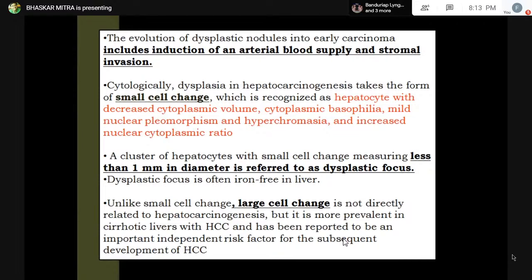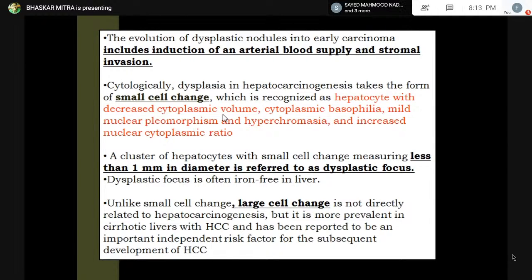It is a missing link from hepatocellular adenomas, hepatocellular nodular proliferation reactive to benign proliferation, to carcinomas. Now, how do they move to carcinomas? They take two steps: first, the induction of the arterial blood supply, and second, the stromal invasion. Now, during this process, the dysplastic cells acquire some characteristic things.